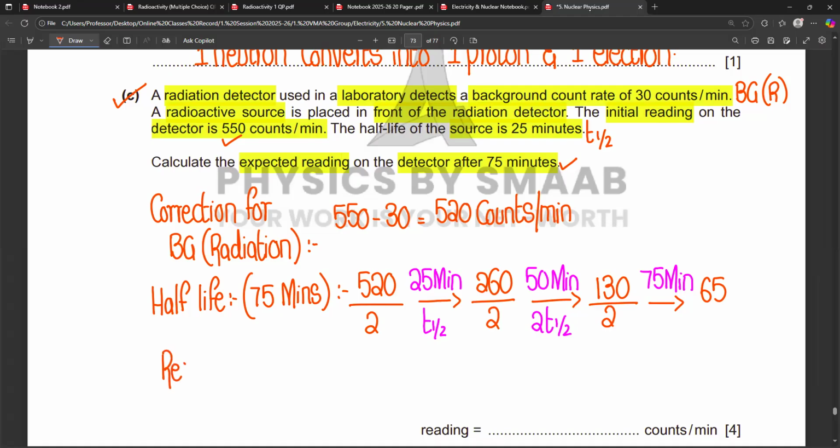So if we talk about the reading of the detector, 65 plus the background radiation of 30 gives you 95, right? Any confusion?